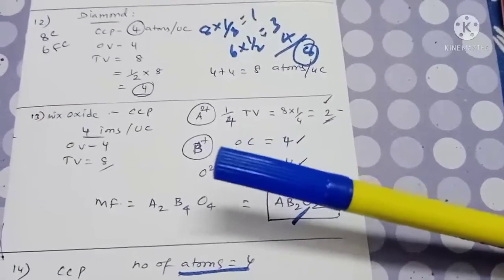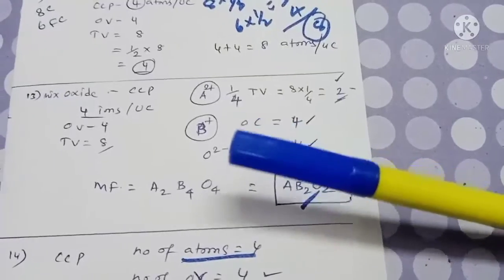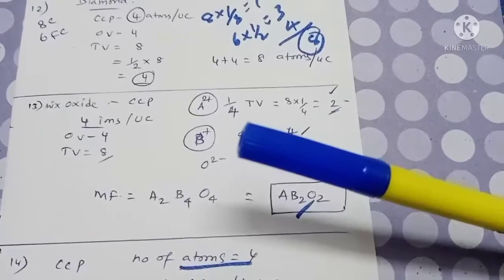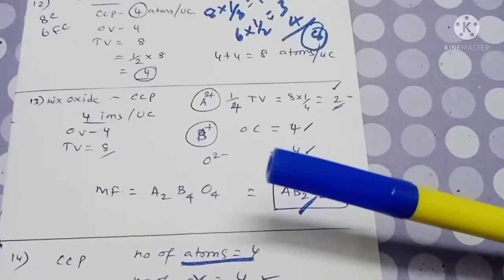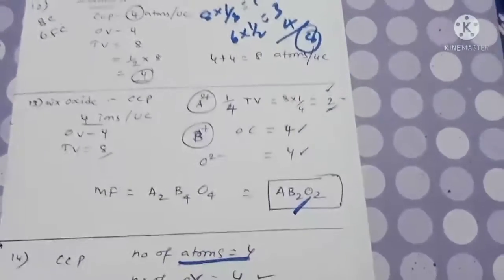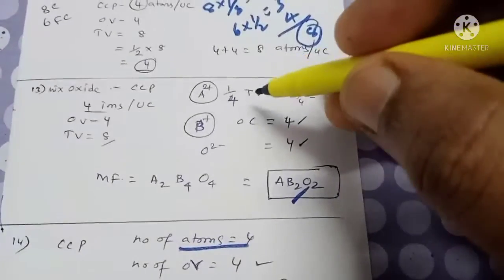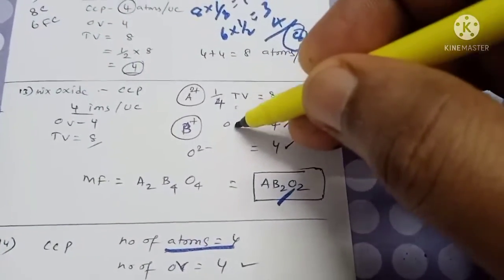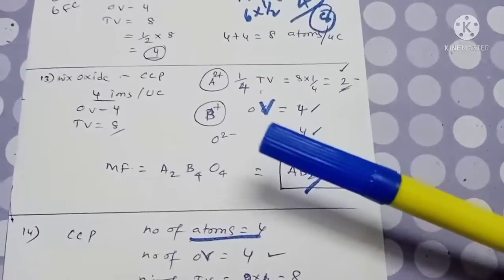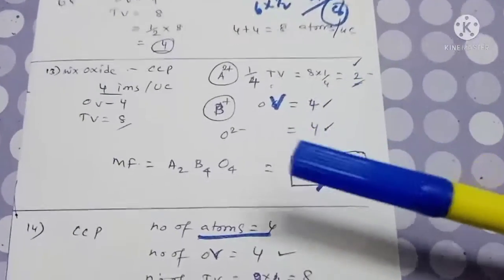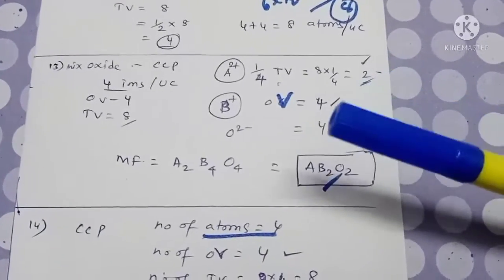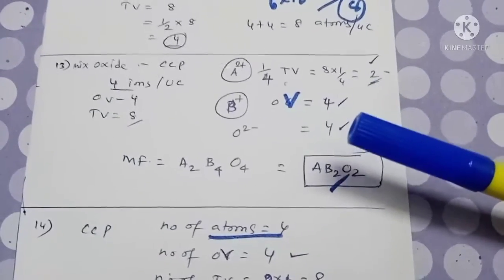Then all the octahedral voids are occupied by monovalent metal ions, isn't it? So let us assume B+ is the monovalent metal ion. In the CCP lattice, the total octahedral voids are about 4, so all the octahedral voids are occupied by B-type ion, that is nothing but monovalent ion, isn't it? So this is octahedral void, okay. Then there will be 4 oxide ions also, okay, right. Now in this lattice, the number of A2+ divalent ions is 2, monovalent ions is 4, then oxide ions is 4, okay.